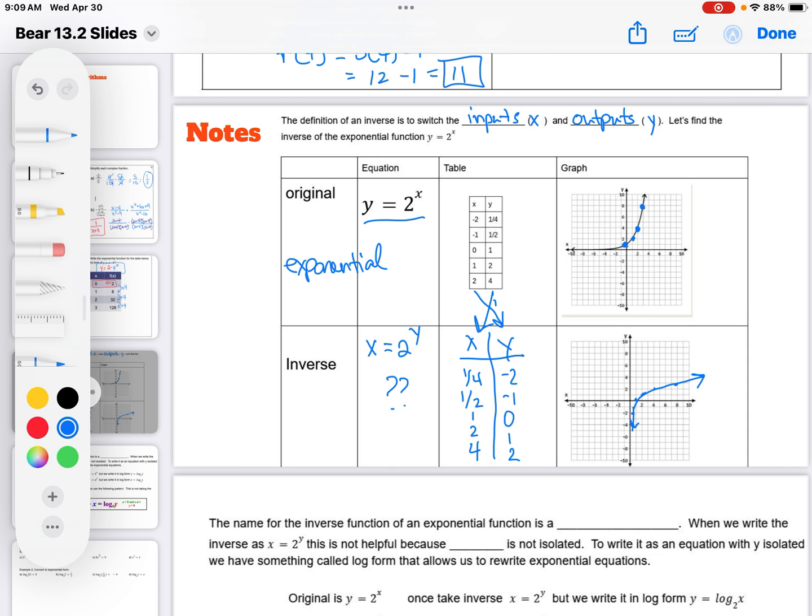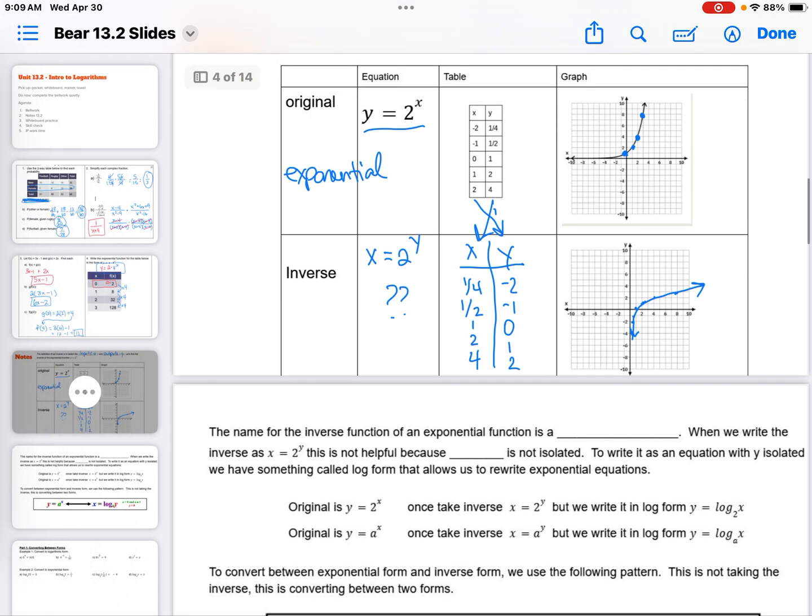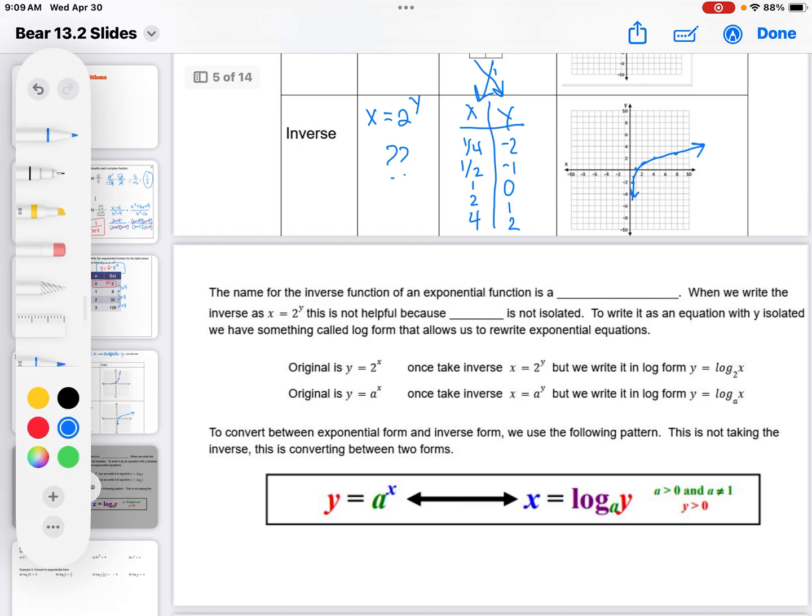All right, so now what in the world would we call this function? Well, we have to give this a name. The name for this inverse function that we just graphed is called a logarithmic function. When we write the inverse of this as x equals 2 to the y, it's not helpful because y is not isolated.